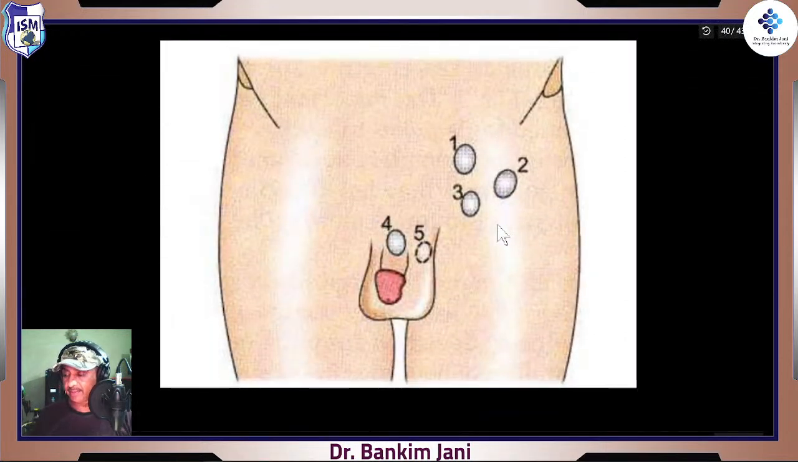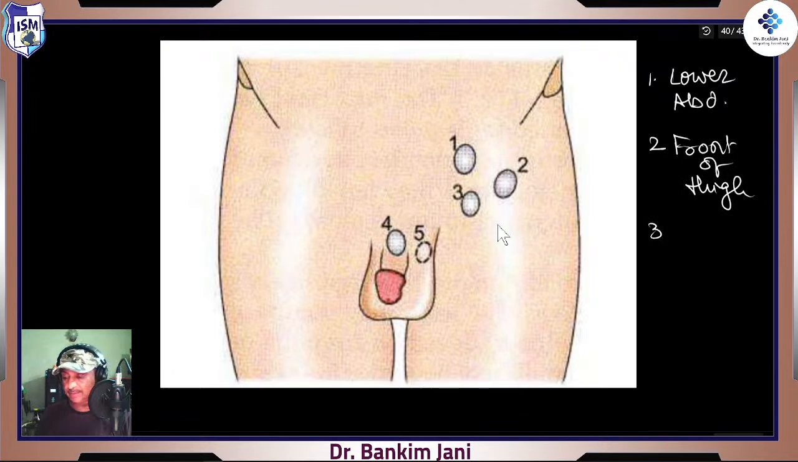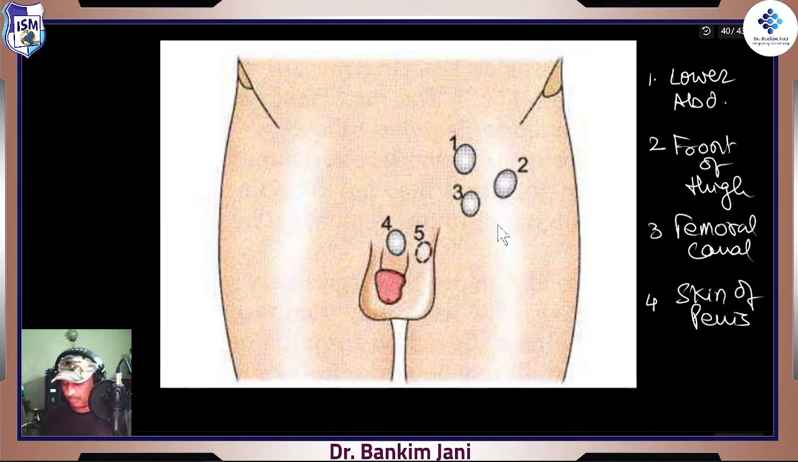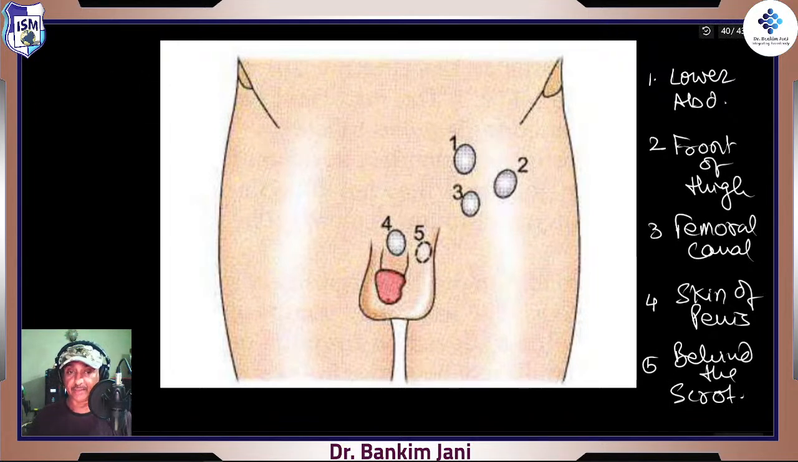And these are the areas when it was on the correct path. What if that is not the case? For some reason, they are at some incorrect location. So this is one: it has gone into the lower part of the abdomen, and it has stayed over there only. Or two, it is in front of the thigh. Or it has gone into the femoral canal, instead of the inguinal. Or in the fourth, though a bit rare, it has landed in the skin of the penis. Or in the fifth, behind the scrotum. So that's the reason that when the baby is born, all these things should be checked properly.